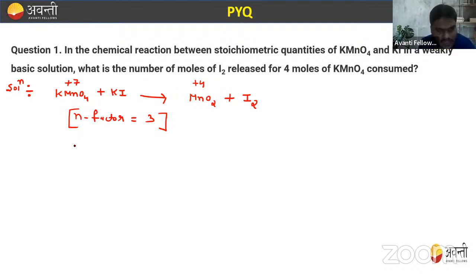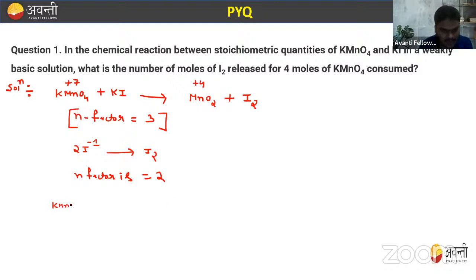Now, on a similar basis, 2I negative will give I2. So what is the N factor for I2? Here the N factor is 2. Because it is at -1, so -1 to 0, and 0 to 1. So we can say that the N factor is 2. Okay?